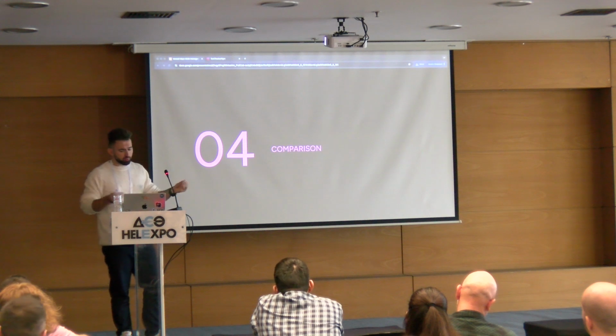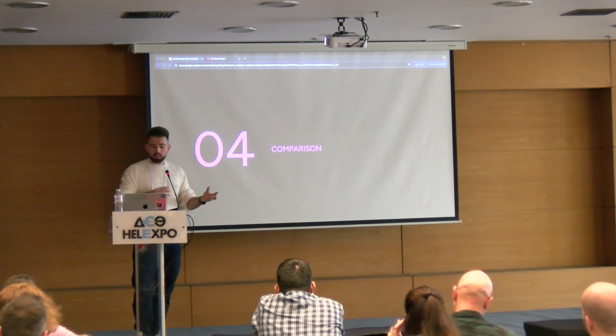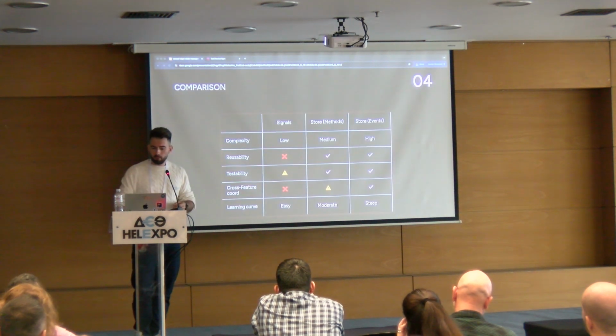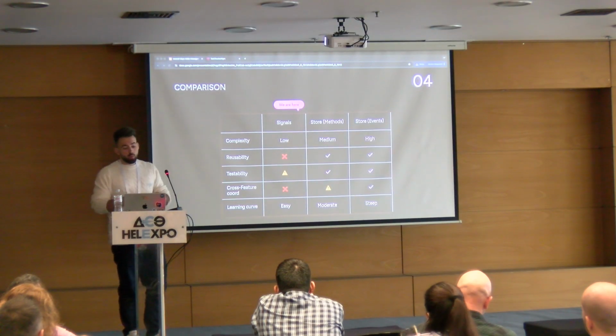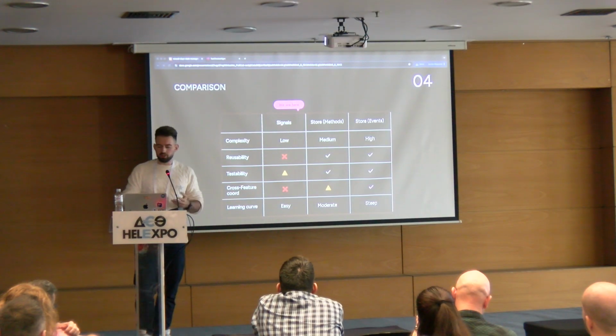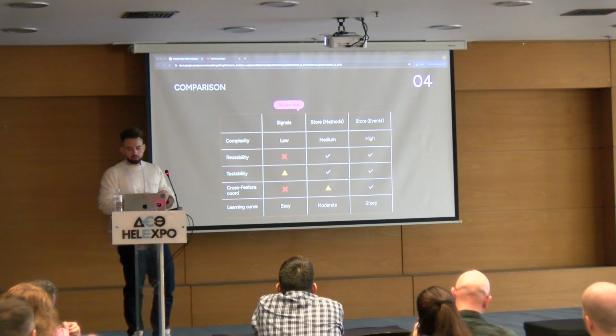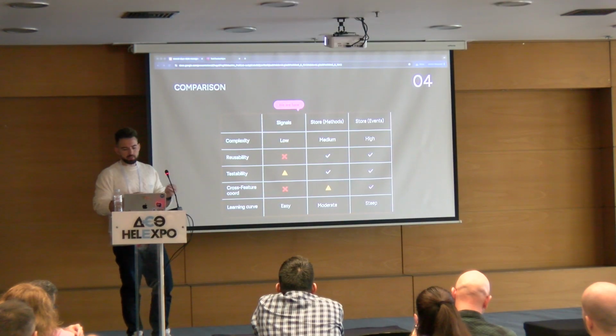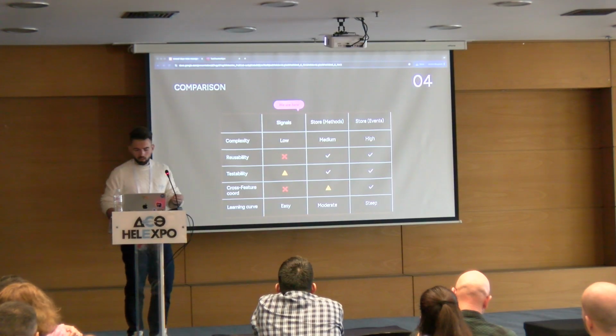So we have explored 3 signal-based approaches. Let's see when to use each one. Component local signals work great for small isolated features, a counter, a toggle, simple form state. You don't need extraction if the logic is trivial and specific to one component. The overhead isn't worth it.